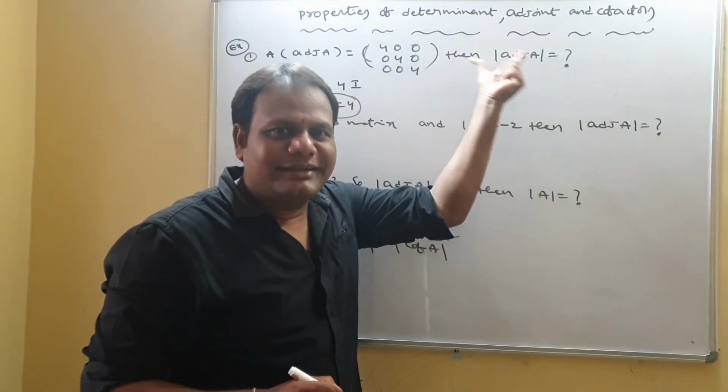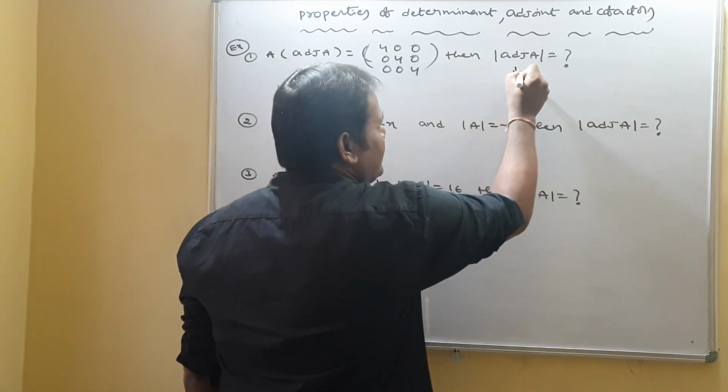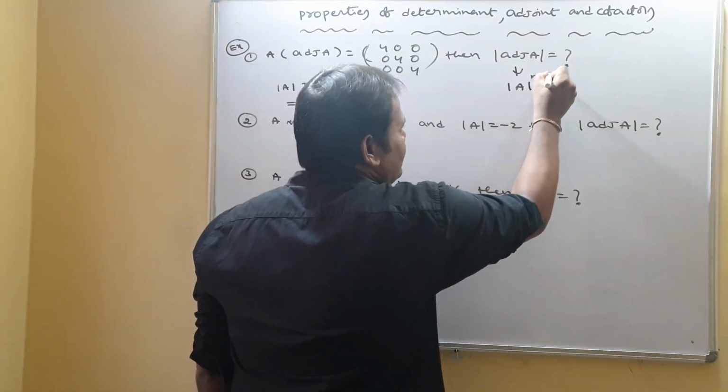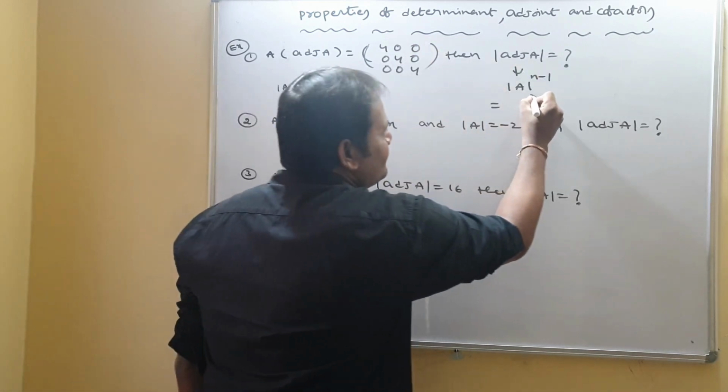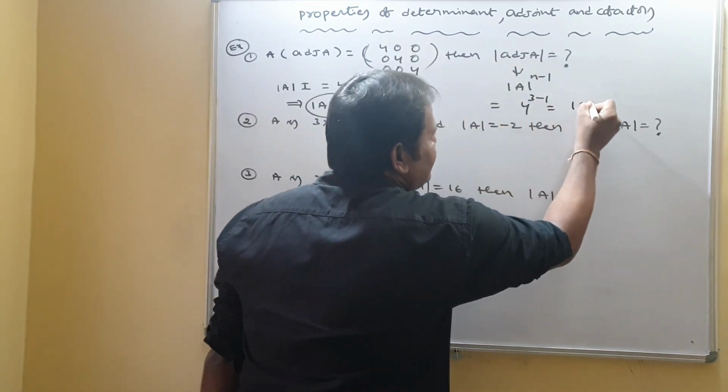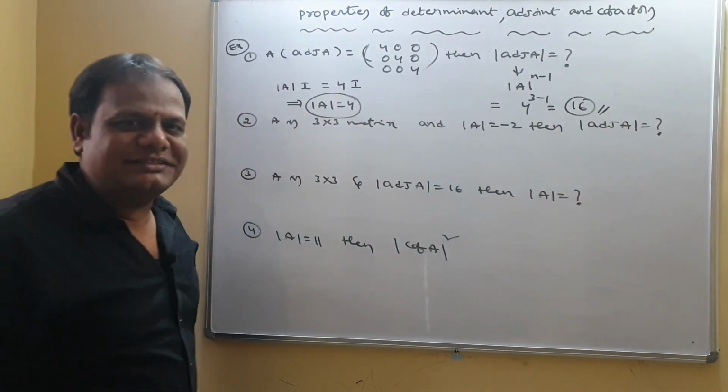What is asked? Det adjoint A. What is det adjoint A? It is det A power n minus 1. Det A is what? 4. What is the order? 3. So 3 minus 1. What is the answer? The answer is 16.